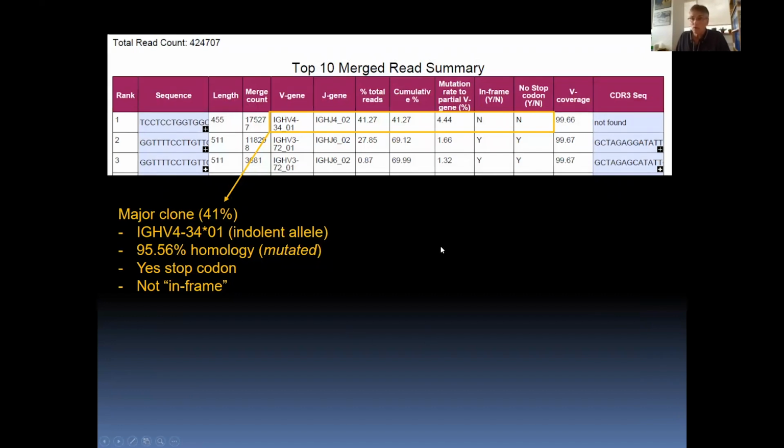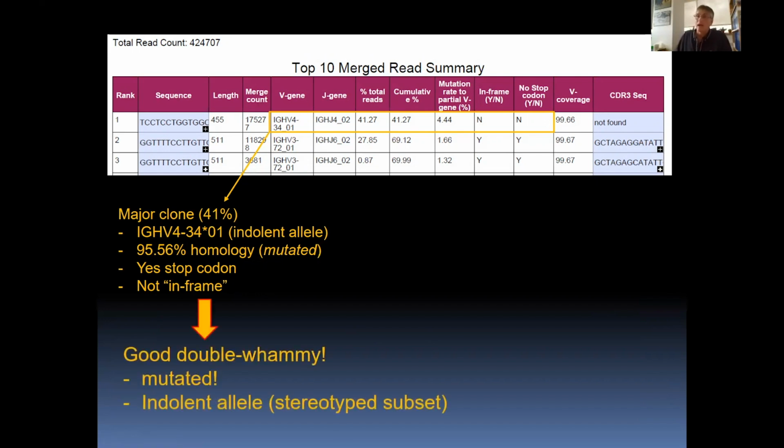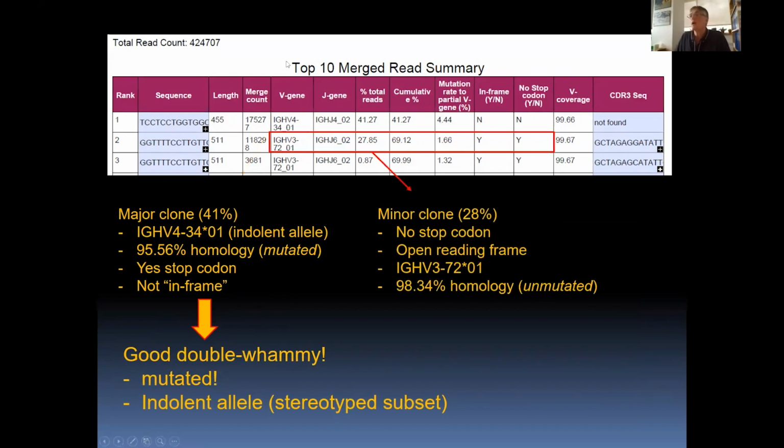It's mutated, so that's a good prognostic marker, but it has a stop codon and it's not in frame. So we should not consider this. It's mutated and indolent, so it's a good prognostic factor, but we do not consider that clone. We go to the next clone that we see here. It's a minor clone, 28%. There's no stop codon. It's in frame, so it's a productive allele, IGHV 3-72-01, and it is unmutated. It's above 98%, so it's unmutated.